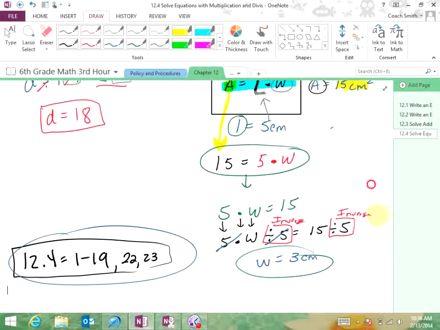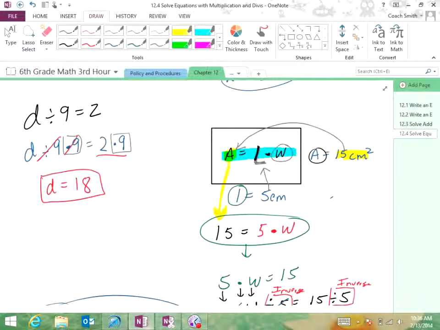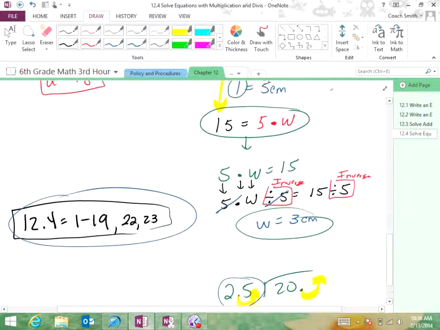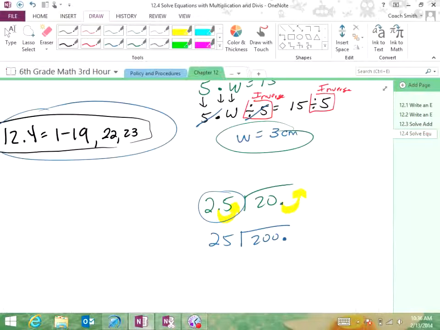The what now? On the first one? Okay, what are you dividing by? So it goes on the outside. Okay, it goes on the outside, 18 goes on the inside.